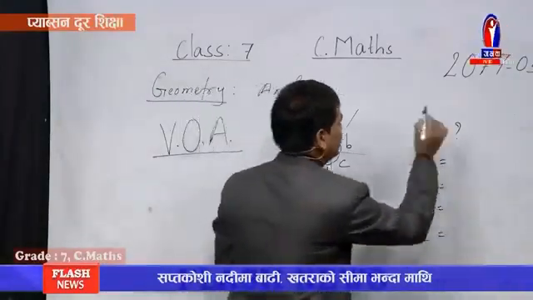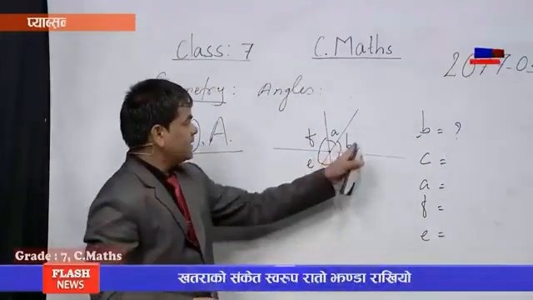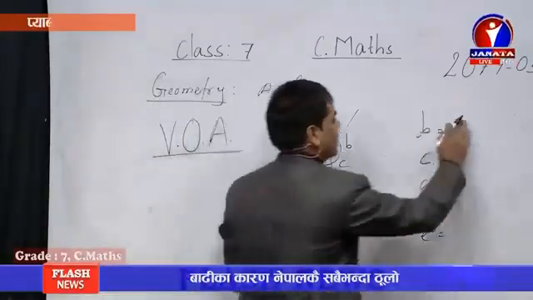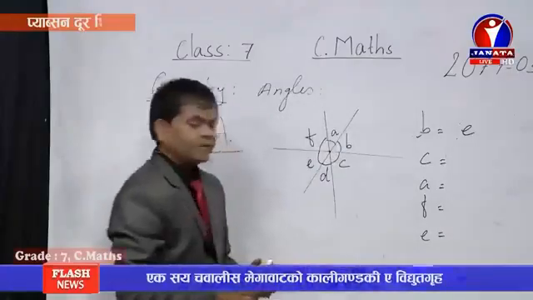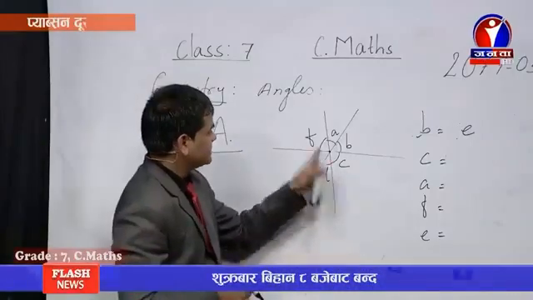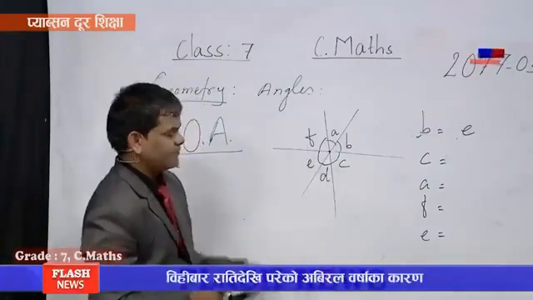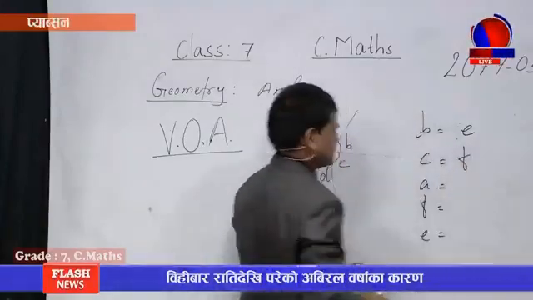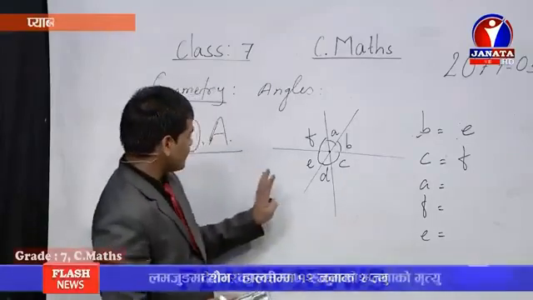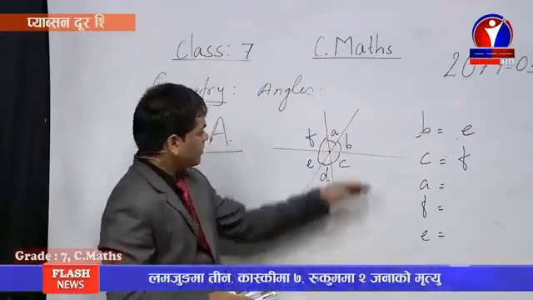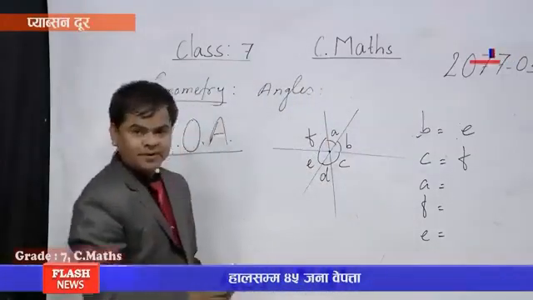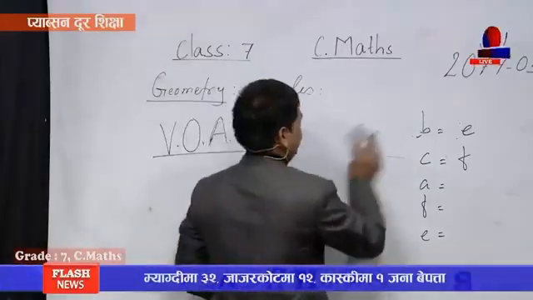Now with respect to B, look at the figure. Which one is vertically opposite to B? E. That's why you can write the answer as E. Similarly, with respect to C, which one is vertically opposite? That's right. That means C is vertically opposite to F, so you can write the answer as F. Similarly, you need to find out by yourself the vertically opposite angles of this figure. That's one question, okay? And show to the expert regarding those answers, whether you are right or wrong.